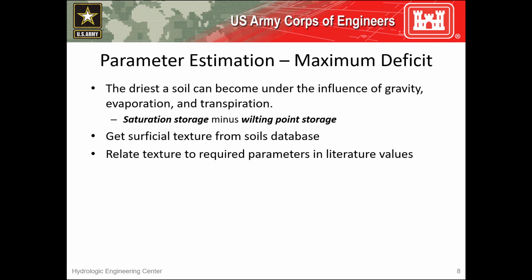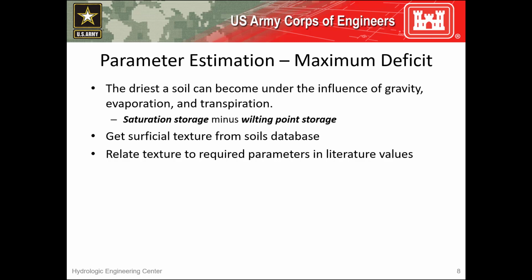Now for the maximum deficit. Maximum deficit refers to the driest a soil can become after being drained by gravity, evaporation, and transpiration. And this parameter must be specified as an effective depth in either inches or millimeters. Typically, maximum deficit is estimated as the difference between the saturation storage and the wilting point storage of a soil over an assumed active layer depth. And typically I assume an active layer depth of 24 to 36 inches.